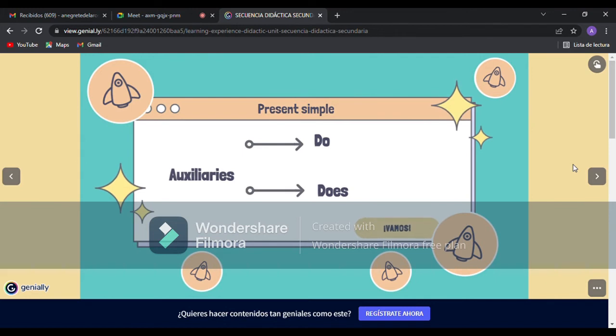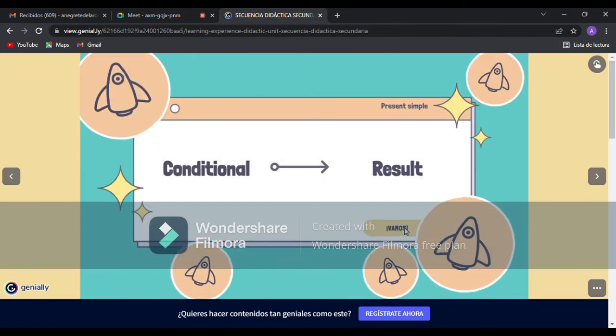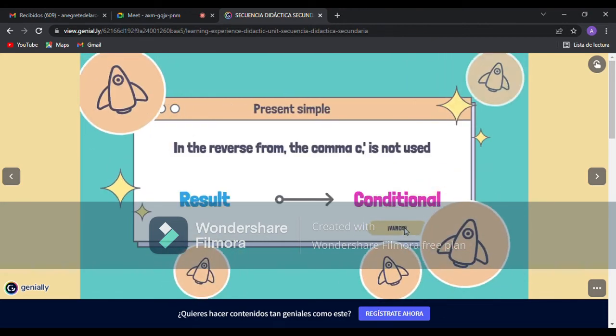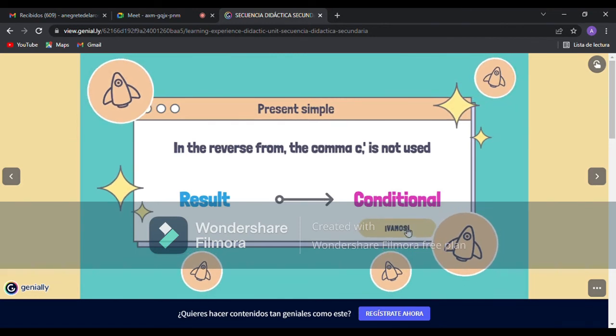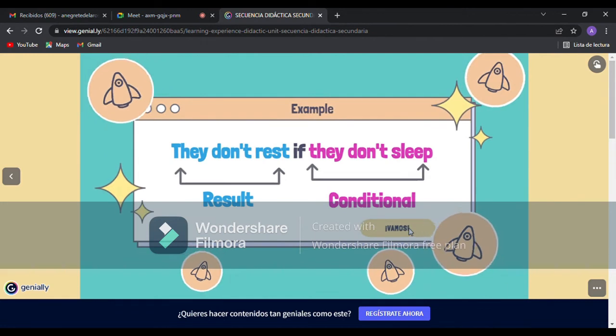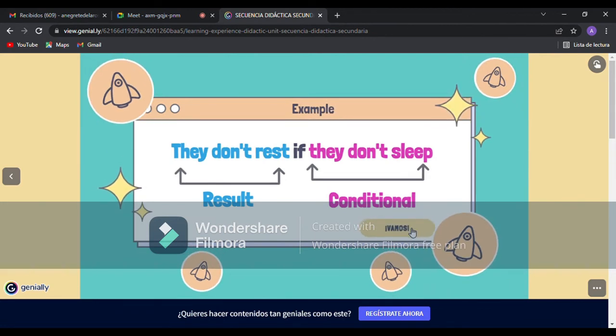Another criterion to note is the fact that if we work first with the result and then with the condition in the written form, the whole sentence will remain the same. For example, they don't rest if they don't sleep. Plants die if they do not have access to water and nutrients.